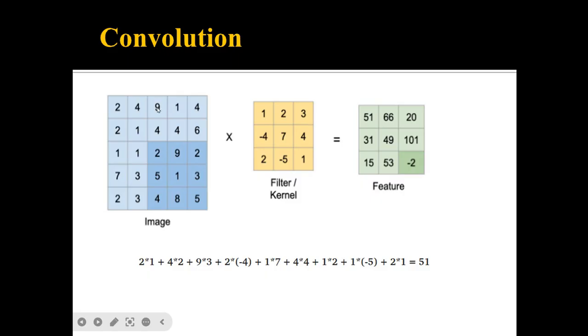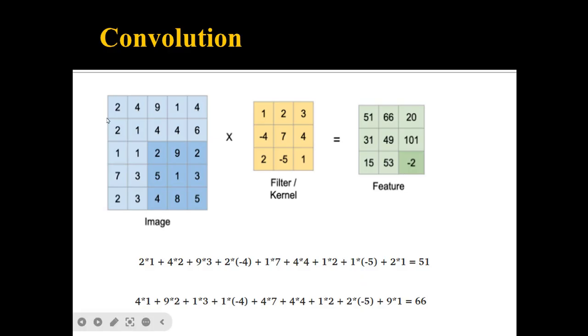Similarly, we move this. Here the next will be 914, 446, 292. Again you have to multiply these 3 cross 3 values with this filter. So you will get 20.